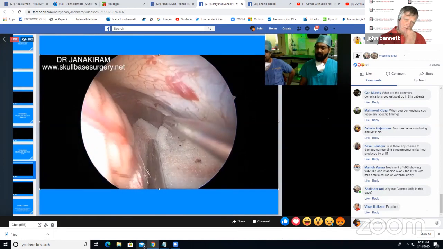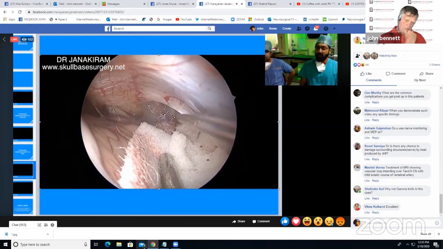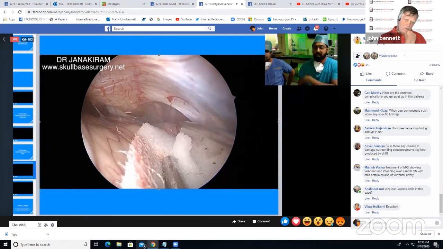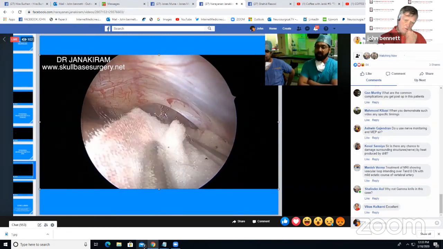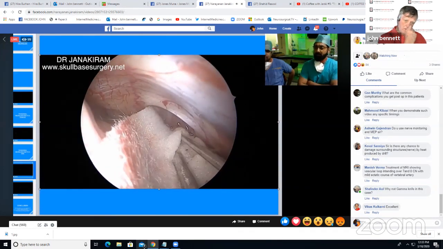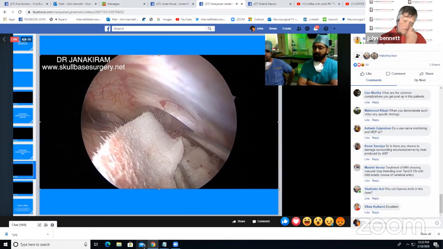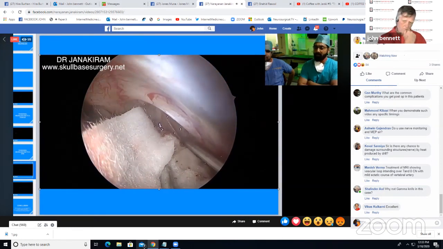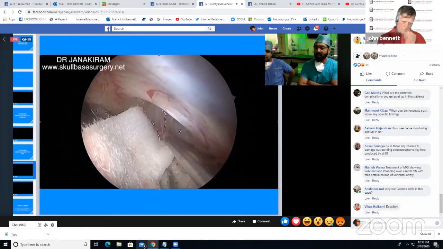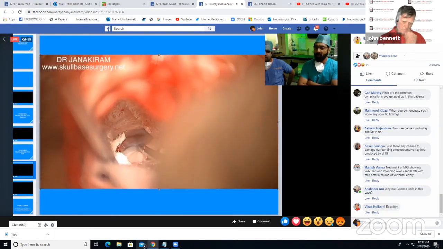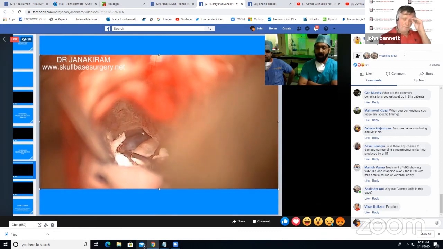And now you can see here that we are now trying to release the cisterna magna, basal cisterns. And once we do that, that's the level of the lower cranial nerves, opening up the arachnoid. And now we are going towards the trigeminal nerve. Let us see what we are in store of. Okay.